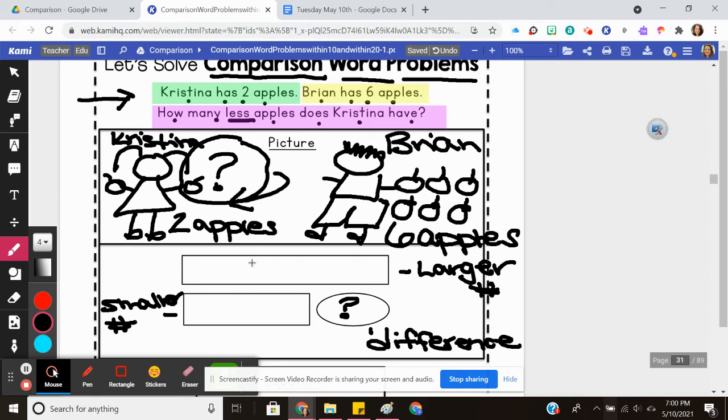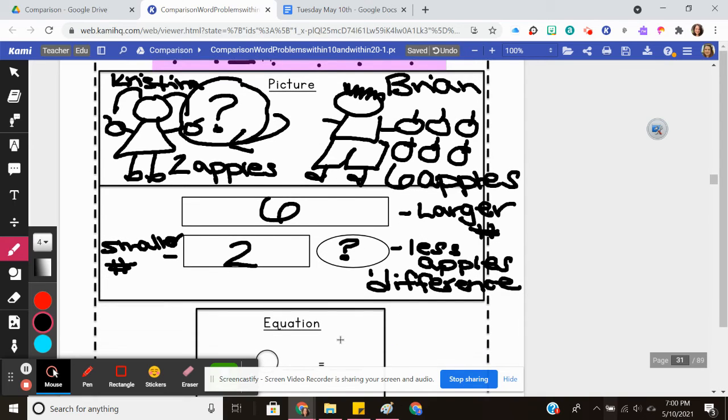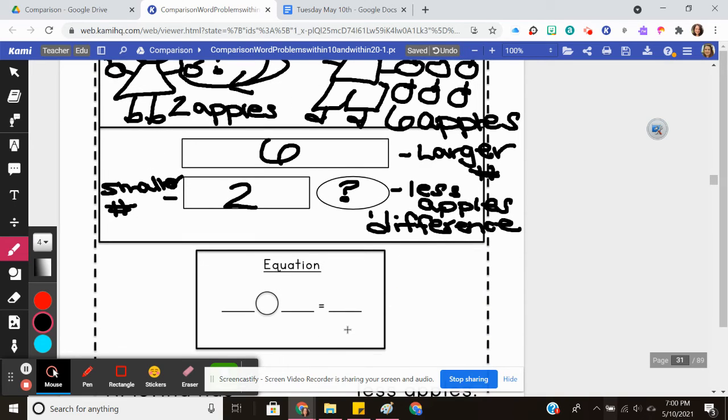I do know my larger number, which is Brian has 6 apples. And then I do know my smaller number that Christina has 2 apples. So now I need to find how many less apples. So less apples, which is my difference. All right, so now that I've drawn a model, now I can think of an equation. So 6 is my total. I have 6 as my total here.